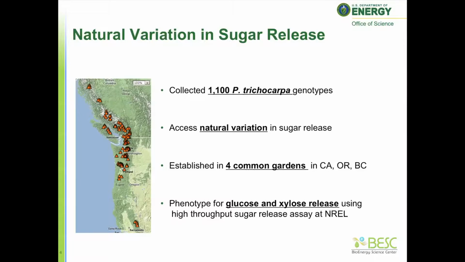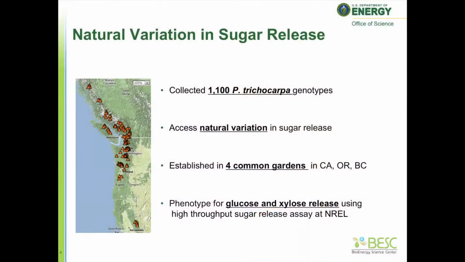The first thing that we did in terms of sugar release was sample the natural variation that exists in Populus for glucose release and xylose release. We sampled 1,100 trichocarpa genotypes all the way from just south of here, around Sacramento, all the way up to British Columbia in Canada. That's the natural range of Populus, and in that we think we essentially captured the natural diversity that exists.